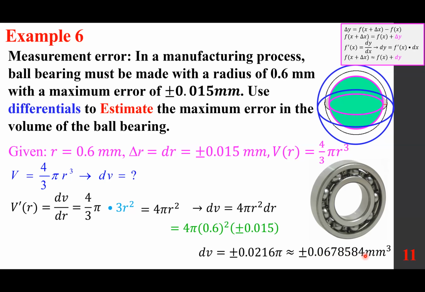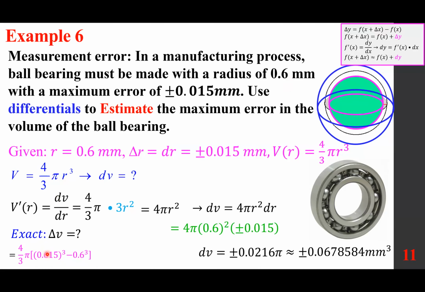However, what if we wanted the exact? Remember, the exact is delta y. So in this case, delta V, the change in the volume exactly. So there are two calculations you have to do. One of them is to calculate the volume of the smaller one and subtract it from the volume when it's 0.6. The other one is to calculate the volume of the larger one and then subtract the volume when it's 0.6 from it. In other words, the following.